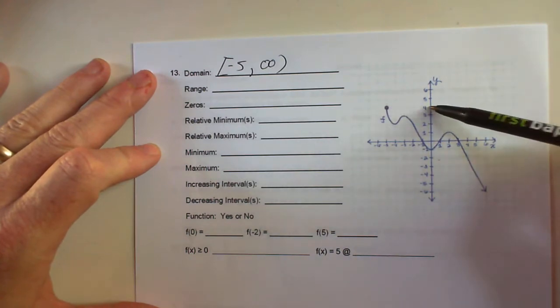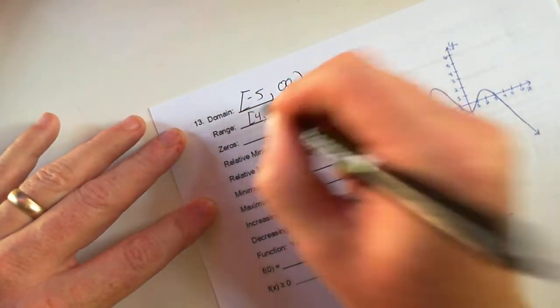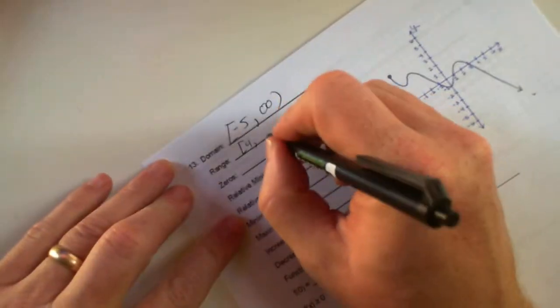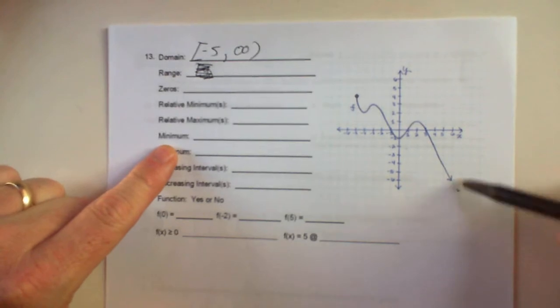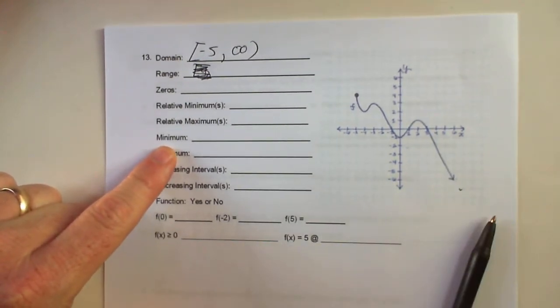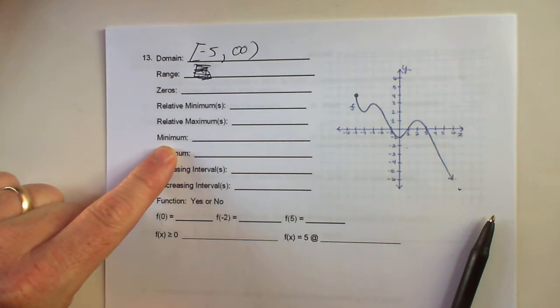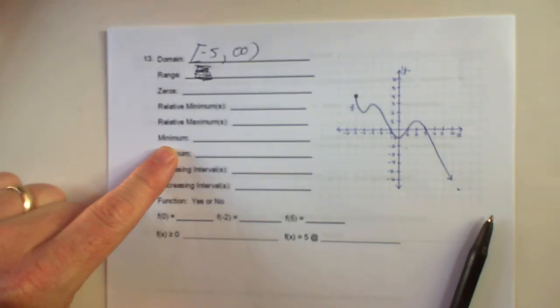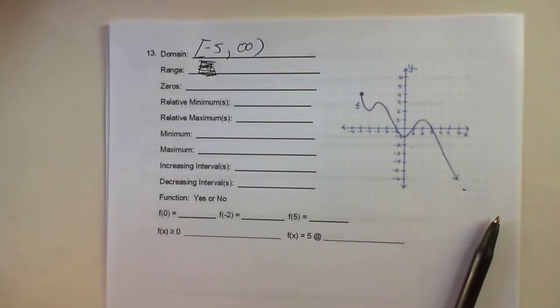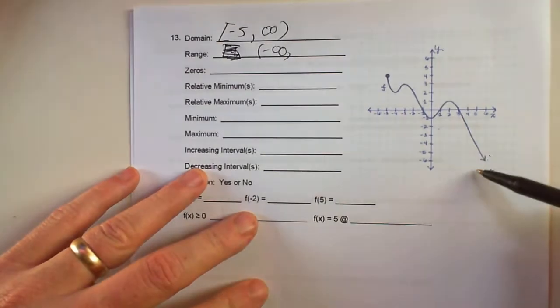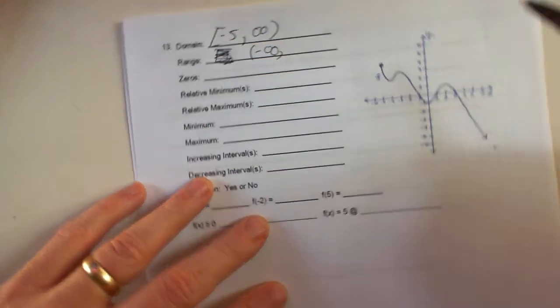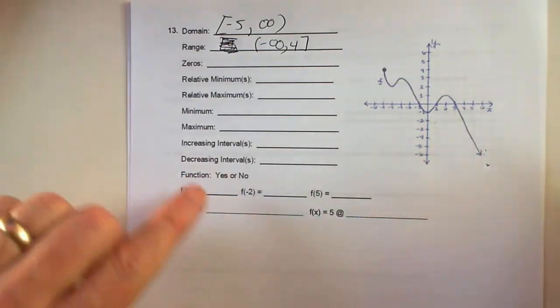Range, the highest value that we have is at 4. Then we come down. And again, because we go on forever, oh, I messed up there. All right, the lowest value we take actually comes from down here. So looking at the y's going from smallest to largest, the y's start at negative infinity, and then it comes up and up, and the highest it ever gets is at 4. And it does include that 4, so we use a closed circle.